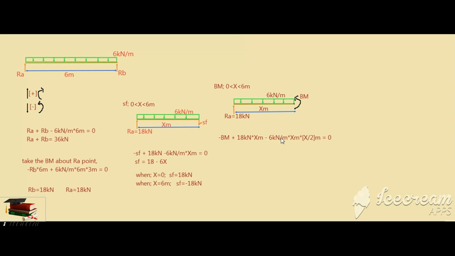Then apart from that, I want to explain this expression. This 6 kilonewton per meter into x means load. The whole length of the beam section is x meter. The intensity of the UDL is 6 kilonewton per meter. So the load is 6 into x.